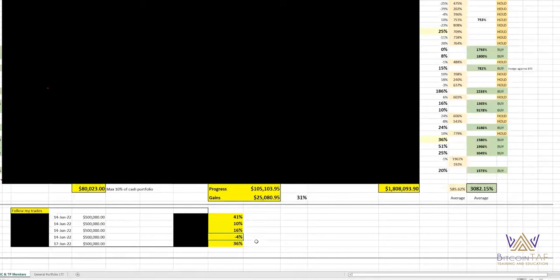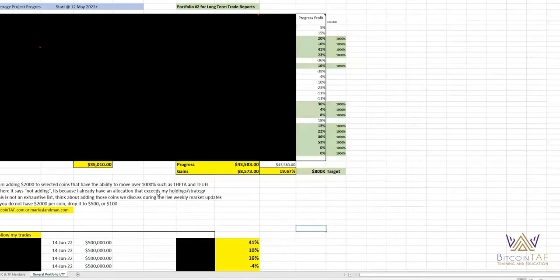We know what we do to a certain extent, and we don't get scared when the market drops minus 4%. How would you like to be up 36%? If you put in, let's say, for example, in this one, 40%, that's $200,000 profit, guys. And then this is our aggressive portfolio. If you go to our average portfolio, we show you the coins that can make minimum 1,000% gains.